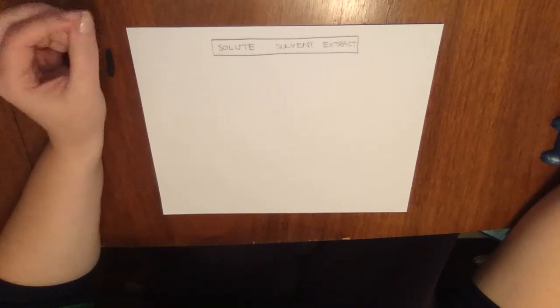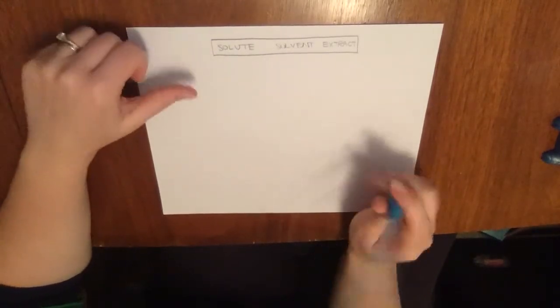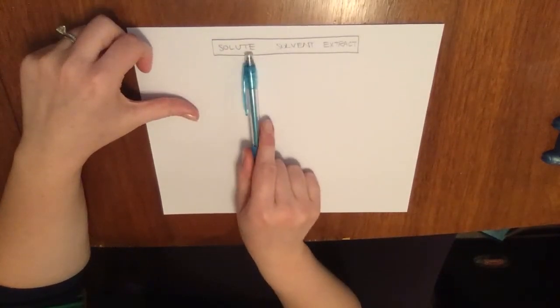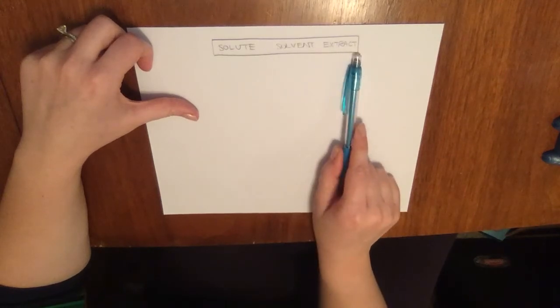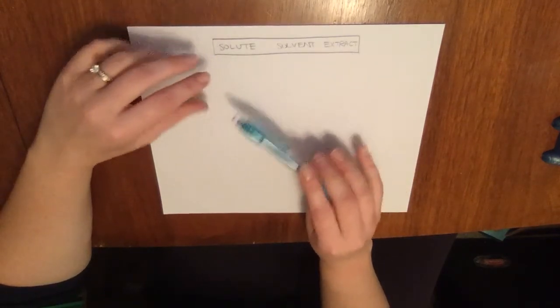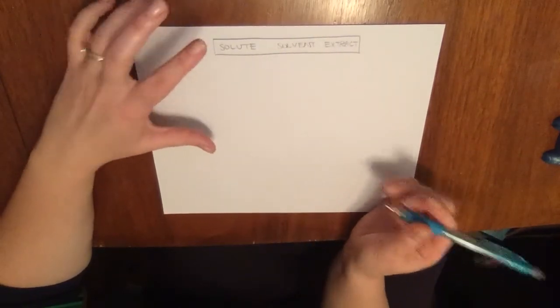Guys! In science today, our main goal is to learn these three new science terms: solute, solvent, and extract. I'm going to start giving you a scenario to help you understand what these different science terms mean.